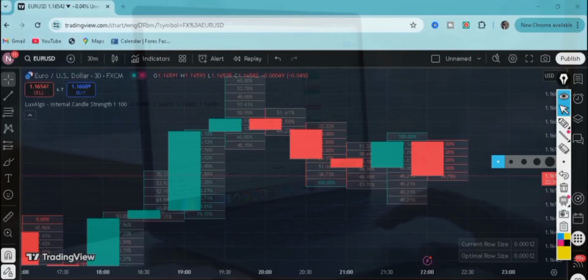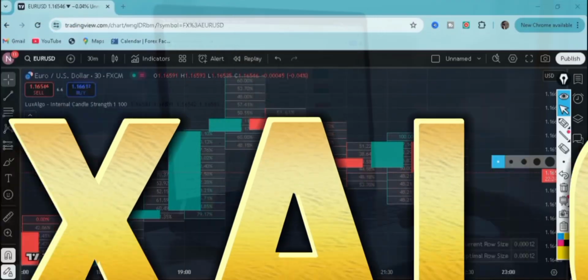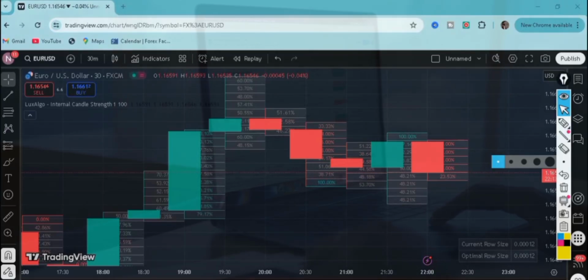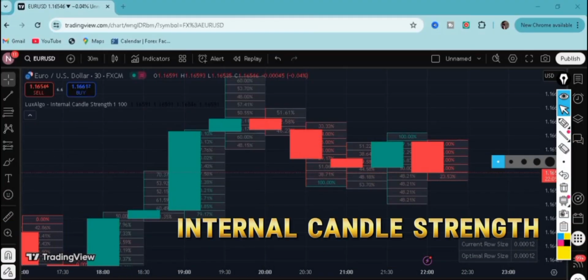And so guys, I want us to check on this indicator. You can see right on my chart right here, with all the numbers written in percentage. This indicator is created by LuxAlgo, guys, and it analyzes each and every candlestick pattern. It's actually a very detailed indicator that, if you're not careful, you cannot use effectively. And so guys, the creator of the indicator really emphasizes that it is an internal candle strength.